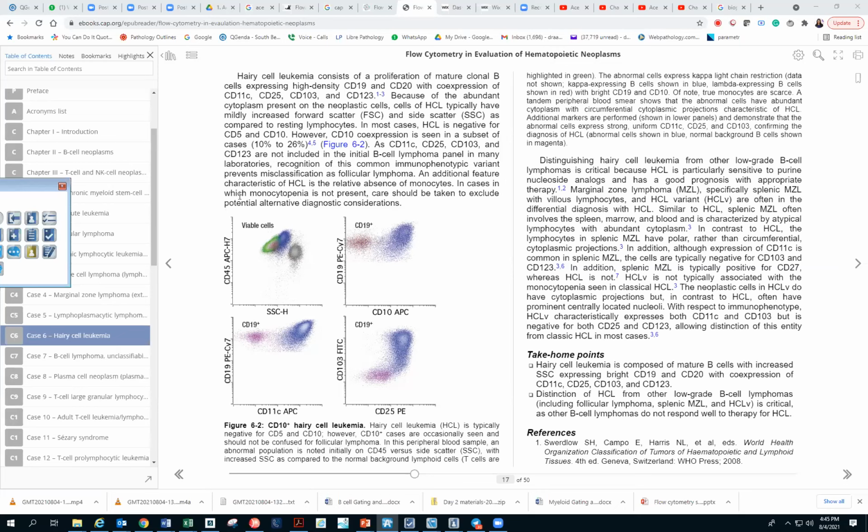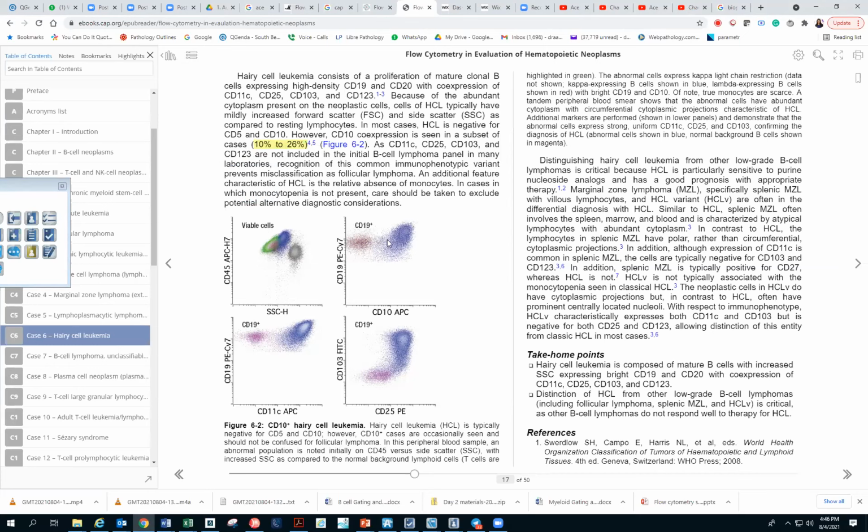An additional feature characteristic of HCL is the relative absence of monocytes. In cases in which monocytopenia is not present, care should be taken to exclude potential alternative diagnostic considerations. So now they are showing a CD10 positive hairy cell leukemia. That's very interesting. So again, it can be seen in 10 to 26% of cases.